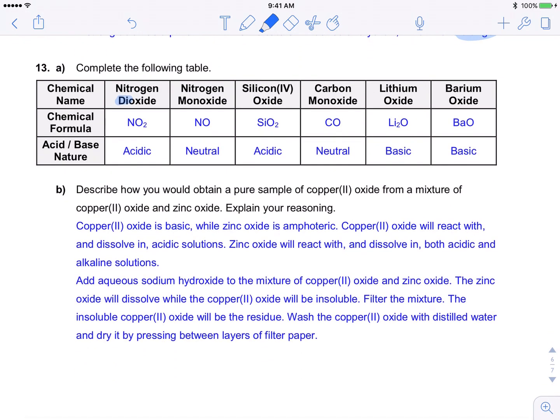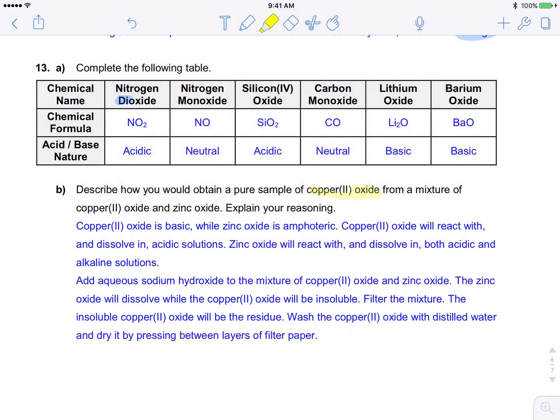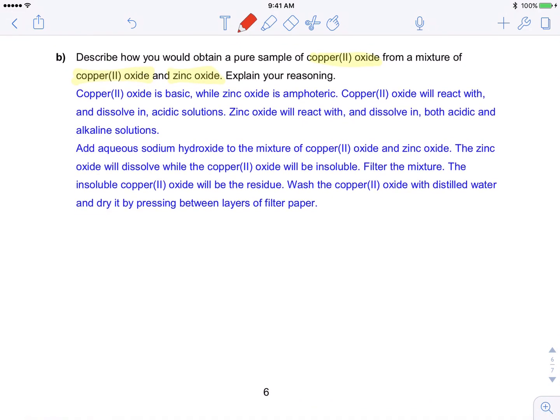Describe how you obtain a pure sample of copper 2 oxide from a mixture of copper 2 oxide and zinc oxide. Okay, again, this kind of question you may not see very often, so you need to think: copper 2 oxide and zinc oxide, are they soluble? No, they're both insoluble. Okay, so it's a mixture of powders. Then you must think, have I learned anything that can separate these two? Anything different about these two?